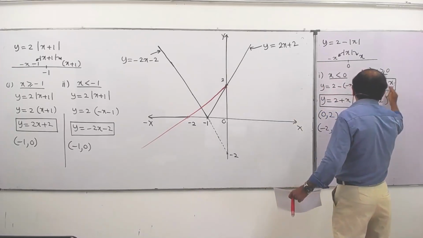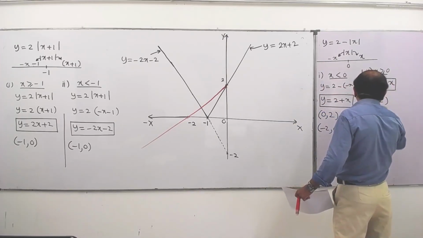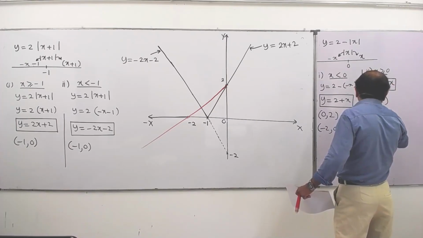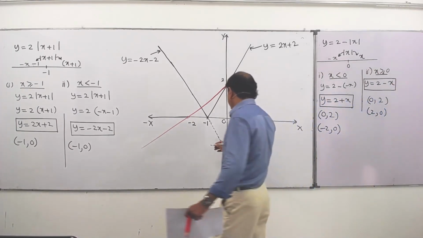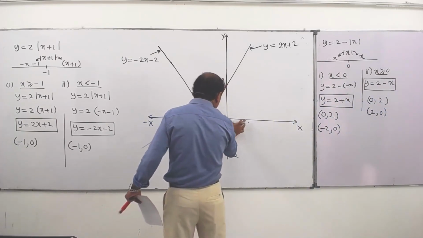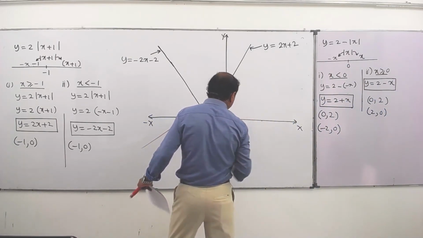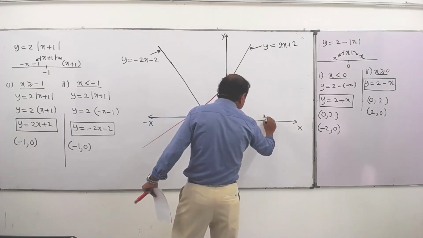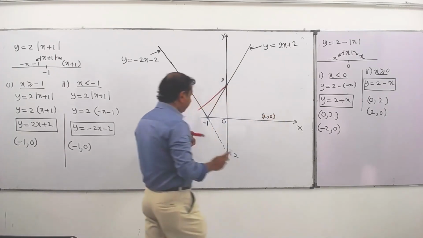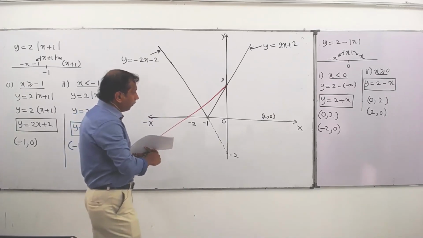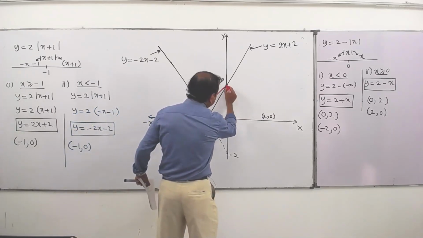One point is 0, 2. Other point we can take, put x equals 2 here. y is 0, so 2, 0. Right, so then the same length we can take, no? Approximately here, right? 2, 0. Okay. Then this next graph I can draw like this.